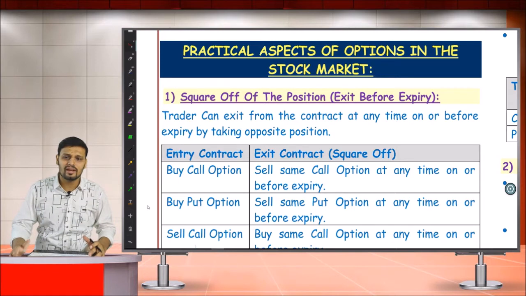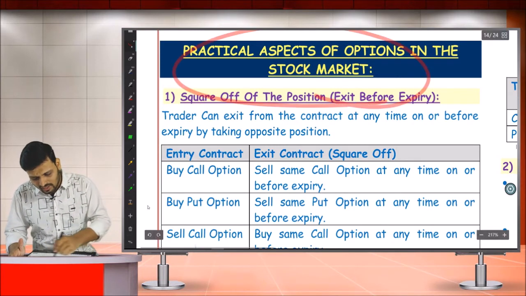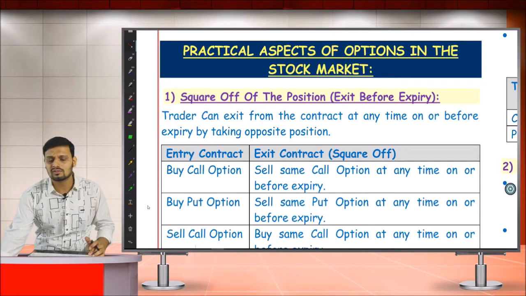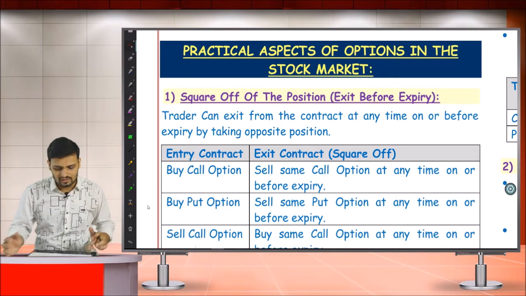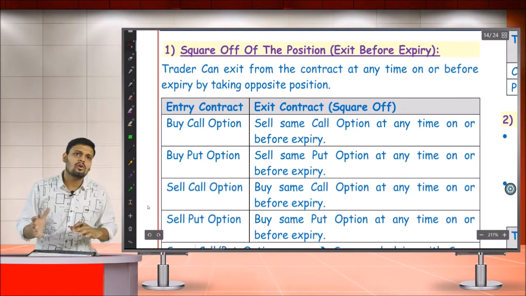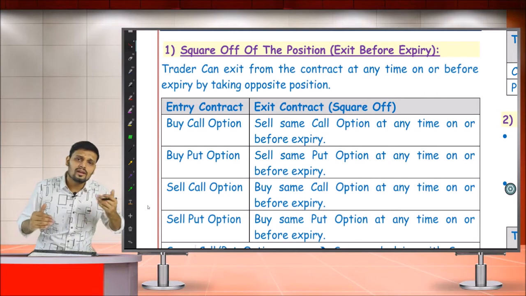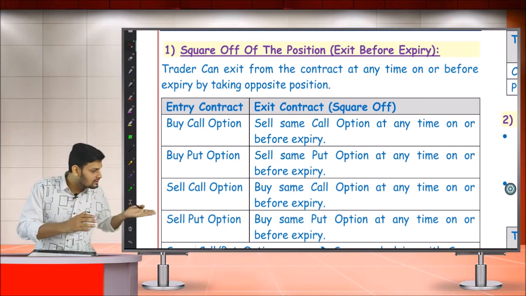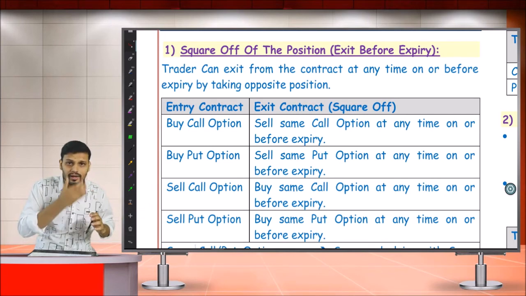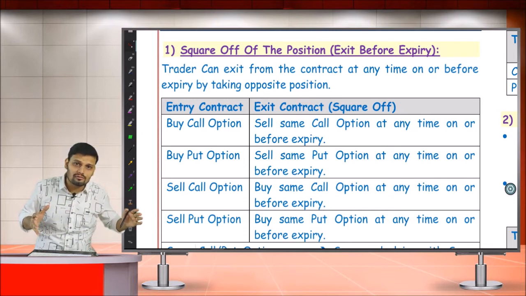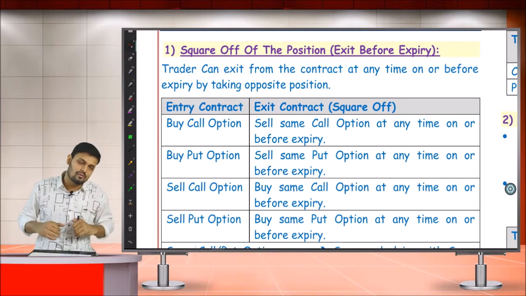We'll now start with the next concept, that is the practical aspects of options in the stock market. Now, what are these practical aspects? I told you that all the options are European options, that is, you have the right to exercise or lapse only on the expiry date. Does that mean once I've bought the option, I will have to wait till the expiry to square it off, or can I square it off even before?